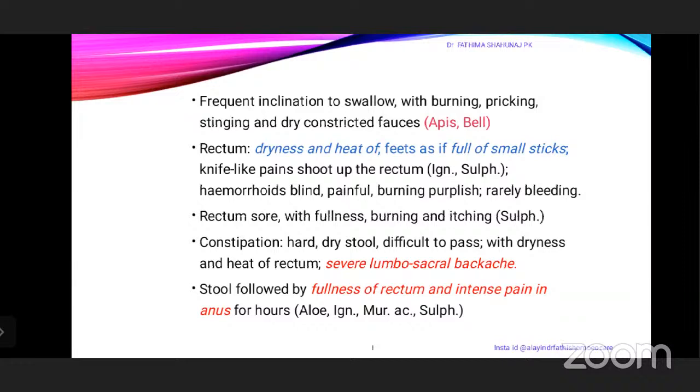And then rectum sore with fullness, burning and itching, as we have seen already. And next, constipation is dry, hard, difficult to pass with dryness and heat of rectum. And here another important symptom, all the Aesculus symptoms are accompanied with severe lumbosacral backache. This is the key symptom. Wherever you find the severe lumbosacral pain with constipation or with leucorrhea, we can think of Aesculus. Okay, then stool is followed by fullness of rectum and intense pain in anus for hours.